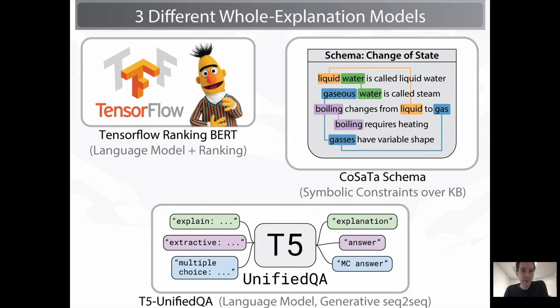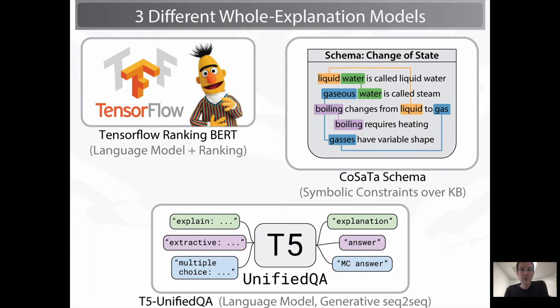The first is that TensorFlow Ranking BERT model from the last task, which is a large language model that's been formulated as a ranking problem. The second is UnifiedQA, which is this huge T5 model that has multitask pre-training on just a giant number of question answering datasets and formats that we also supply fine-tuning on building explanations to. So it's a generative sequence-to-sequence model instead of a ranking model.